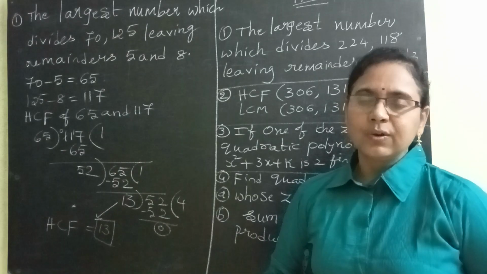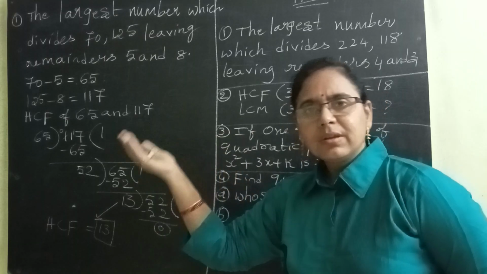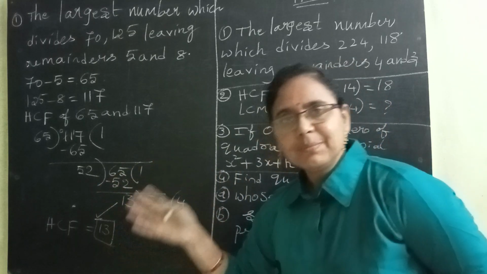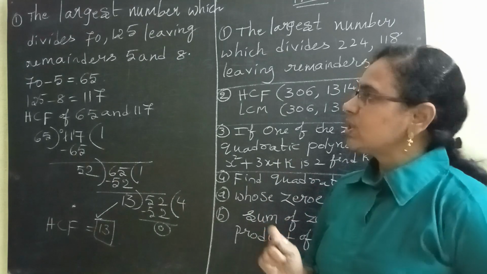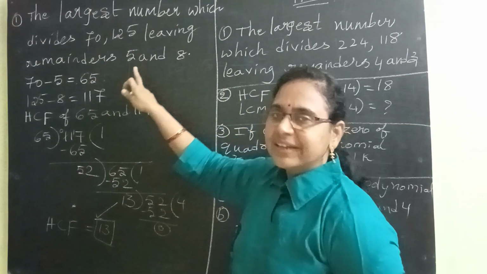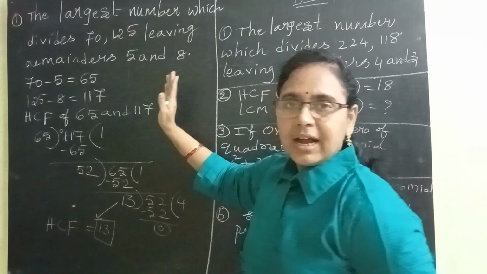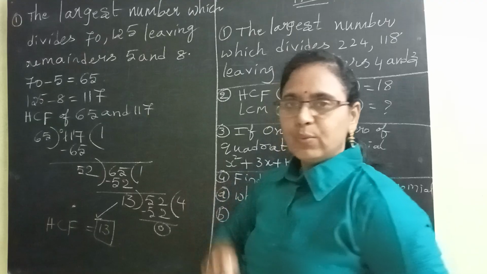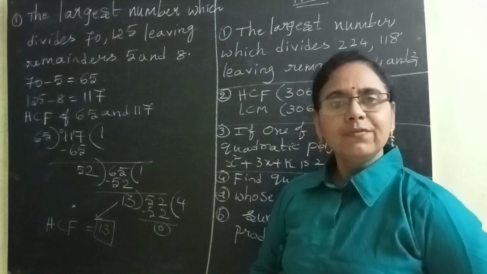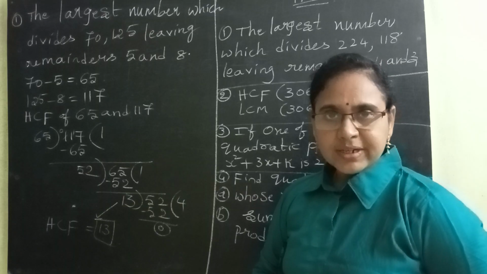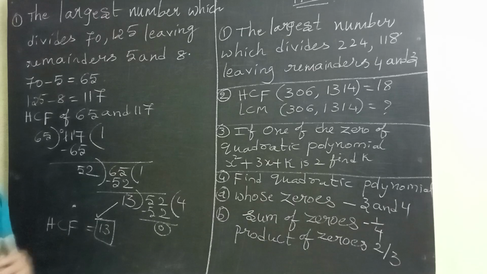Do you have any doubt? That single remainder you have to subtract from every number he has given. Suppose his question says only that the remainder is 5. Subtract 5 from 70 and subtract 5 from 125. Then you will get two numbers. Find the HCF of those two numbers. Did you understand? Like that, largest number means you have to go for HCF.